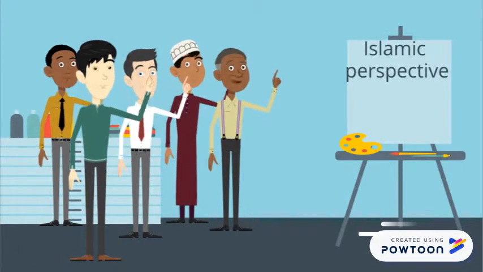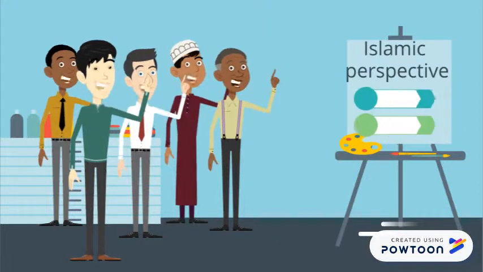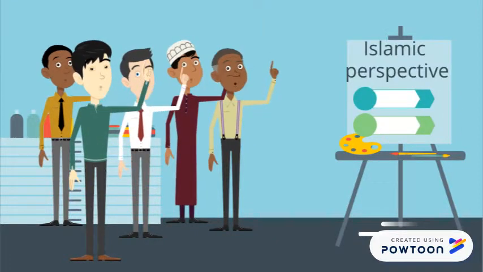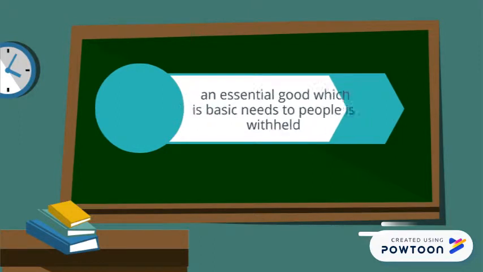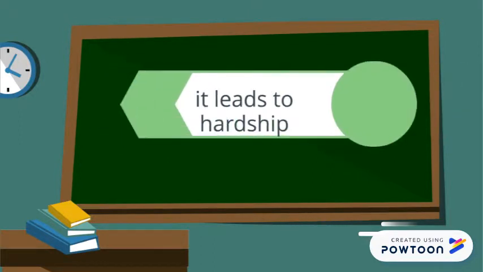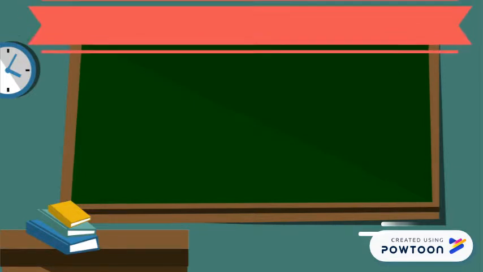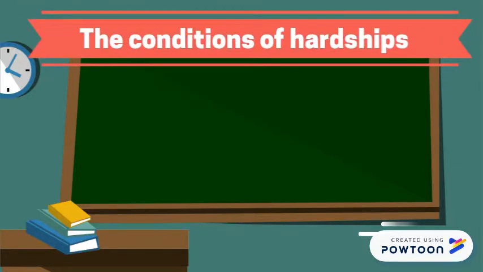Many scholars agree that monopoly is considered forbidden when the two following conditions apply together. First, if an essential good which is basic needs to people is involved. Second, if it leads to hardship. Conditions of hardship that would cause monopoly is prohibited are based on these constraints.